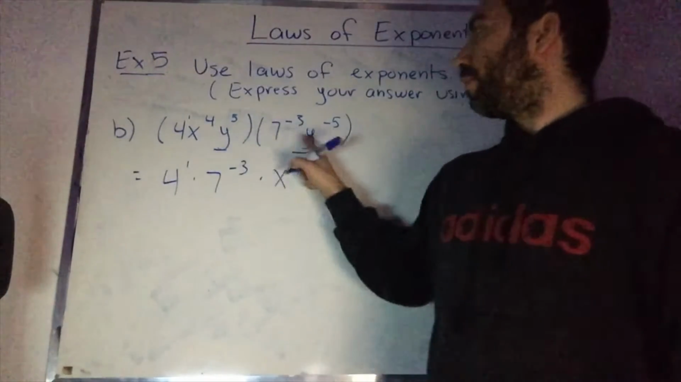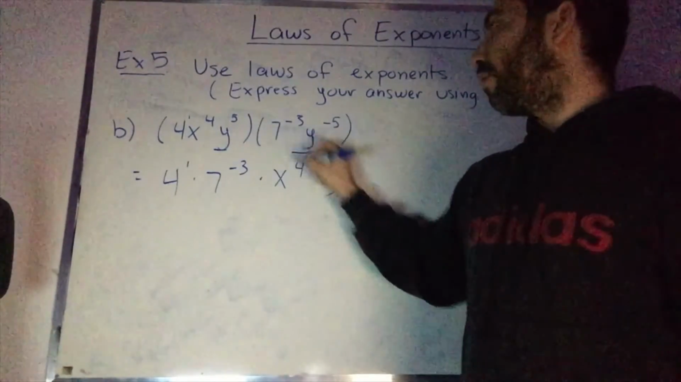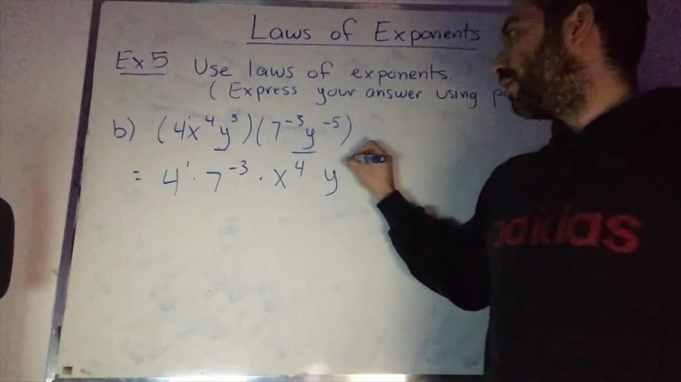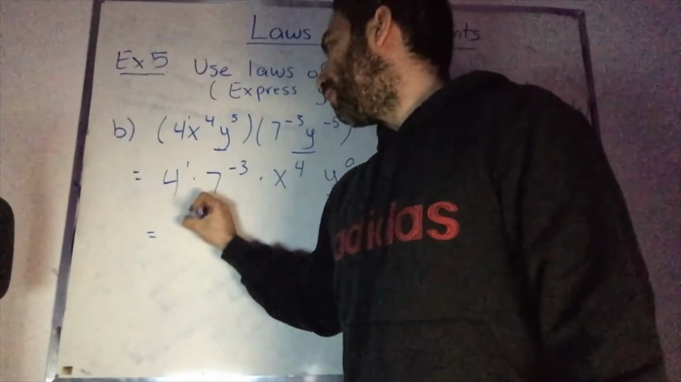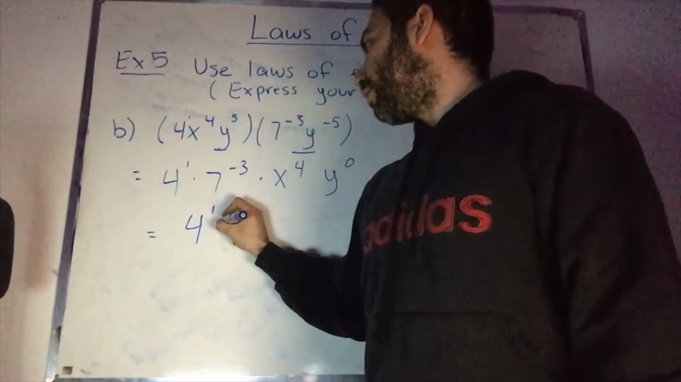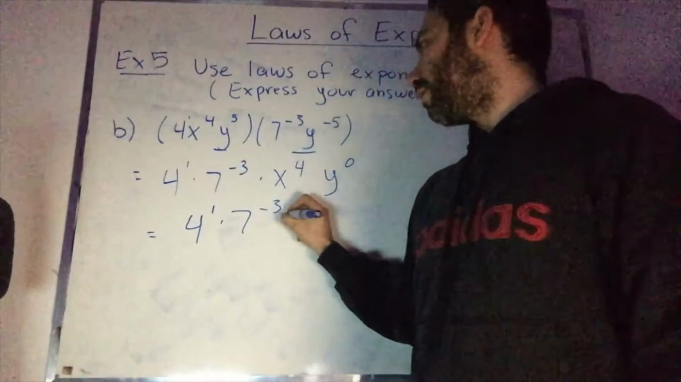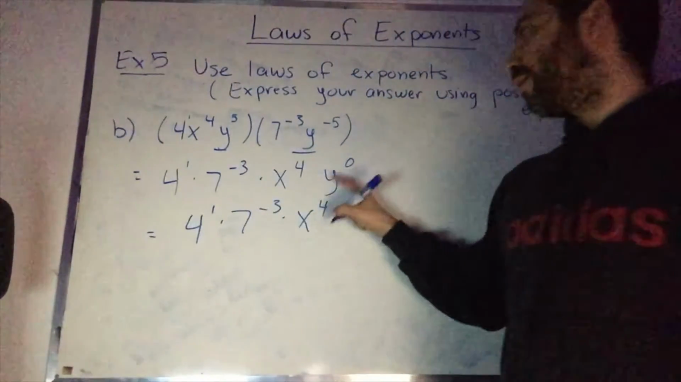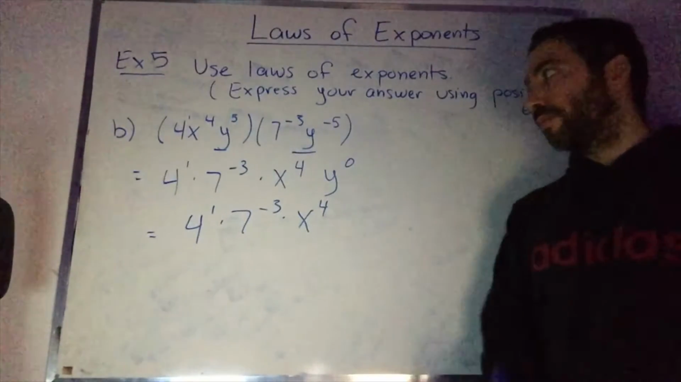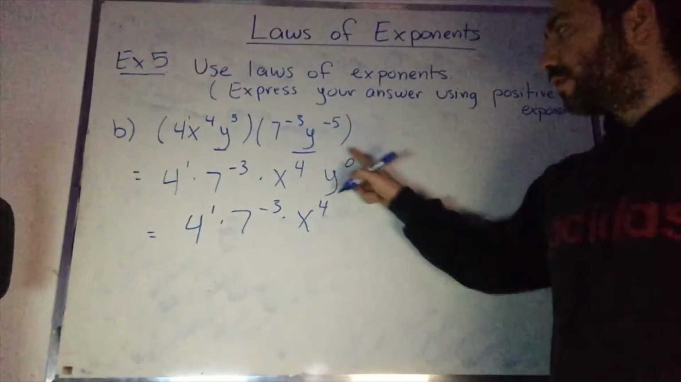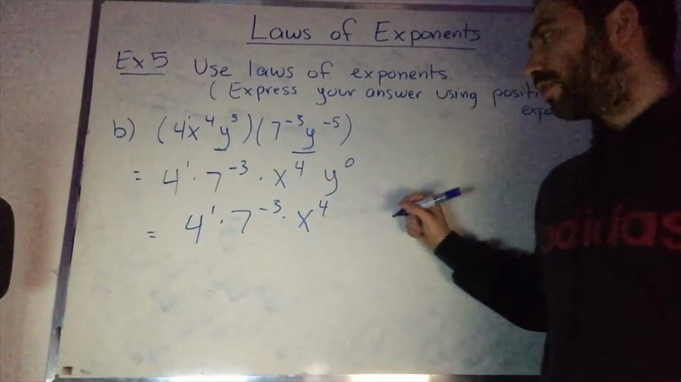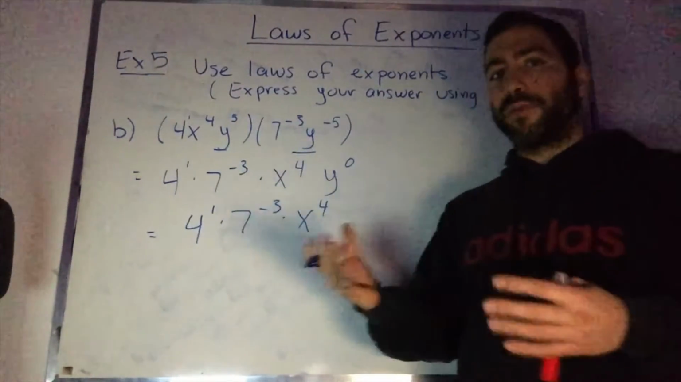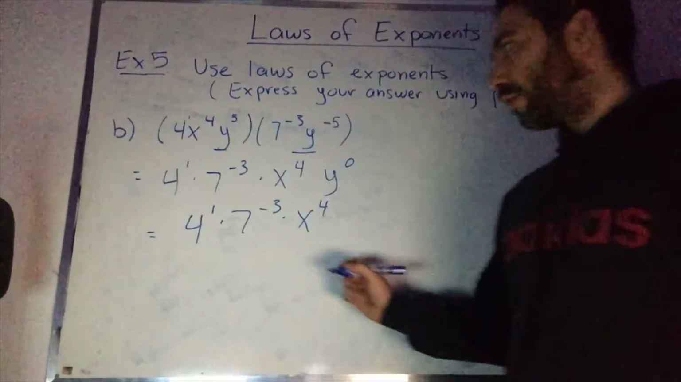And now since we're multiplying the y's, we add the exponents. So y to the 5 plus negative 5, you're left with 0. Okay, and now we get 4 to the 1 times 7 to the negative 3 times x to the 4, and y to the 0, we know from our property number 7, it's just 1, so I'm not going to write it because you're multiplying by 1. Multiplying anything by 1 doesn't change the number.